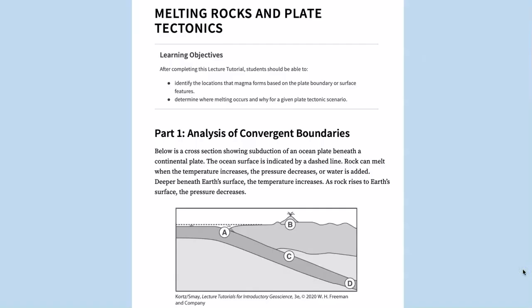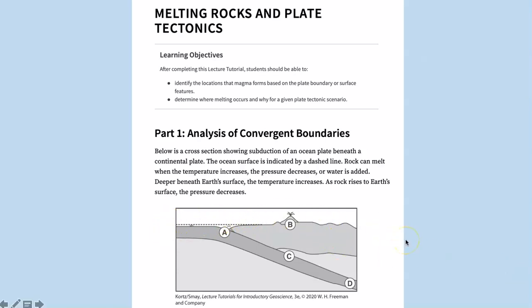The objectives here are to identify the locations that magma forms based on plate tectonic boundaries or surface features, and to determine where melting occurs and why for various plate tectonic scenarios. The diagram below is showing a cross-section of a subduction zone. It's an ocean plate going below a continental plate, and the ocean surface is shown here in a dashed line.